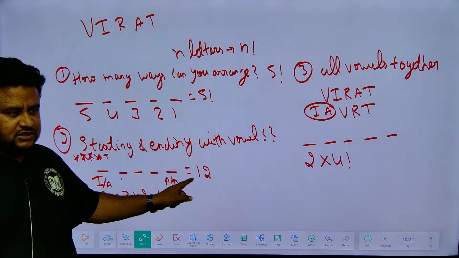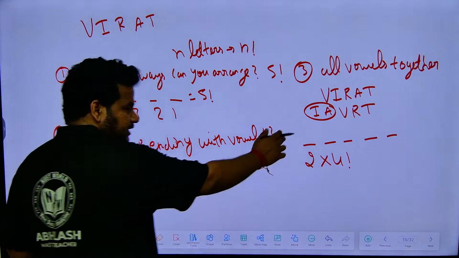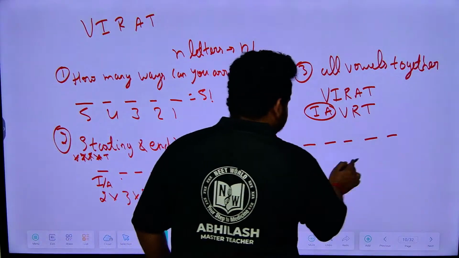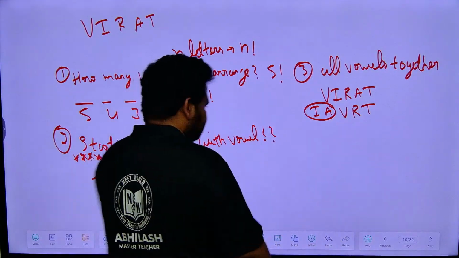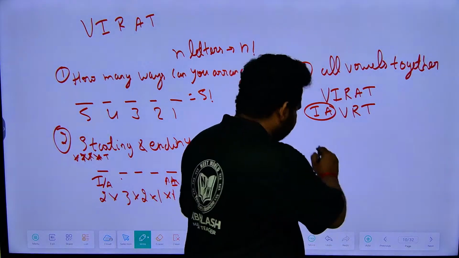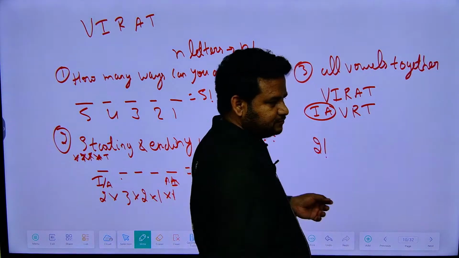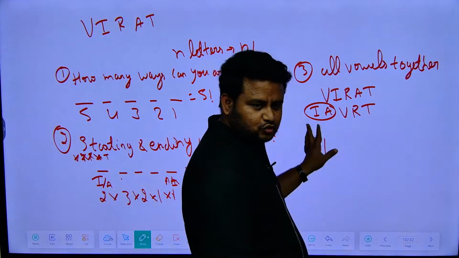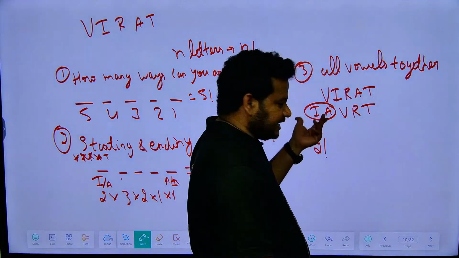Understood this question or not? This one, I am asking. See here, I will explain again. Now, forget about the 5 blanks. Here, I, A can be arranged in how many ways? 2 ways. That is, I can write it as 2 factorial ways. You should write it as 2 factorial ways, not just 2 ways. Now, IA's arrangement is done.